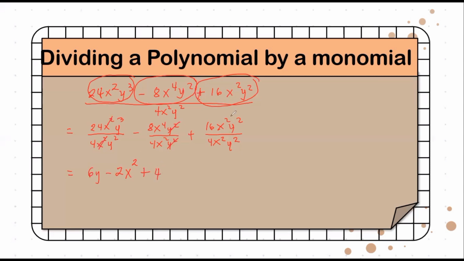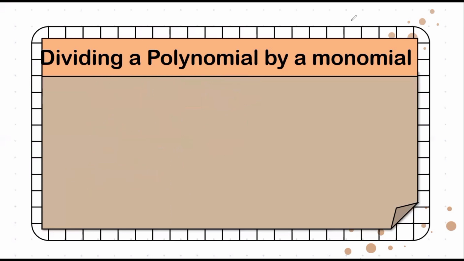X squared divided by x squared, cancel. Y squared divided by y squared, cancel. Because their quotient will always be equal to 1. Why? Because 2 minus 2 will give us a difference of 0, and x raised to 0 and y raised to 0 is equal to 1. Therefore, our final answer would be equal to 6y minus 2x squared plus 4. Okay? So that's the concept now of dividing a polynomial by a monomial.